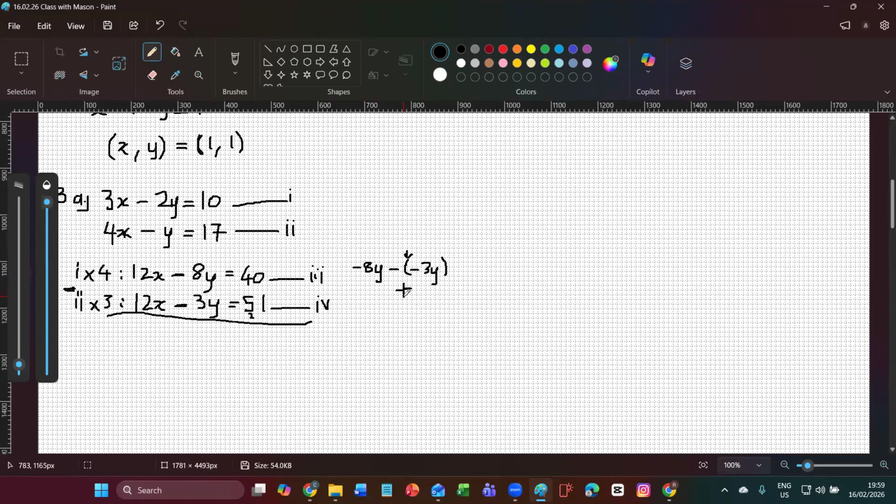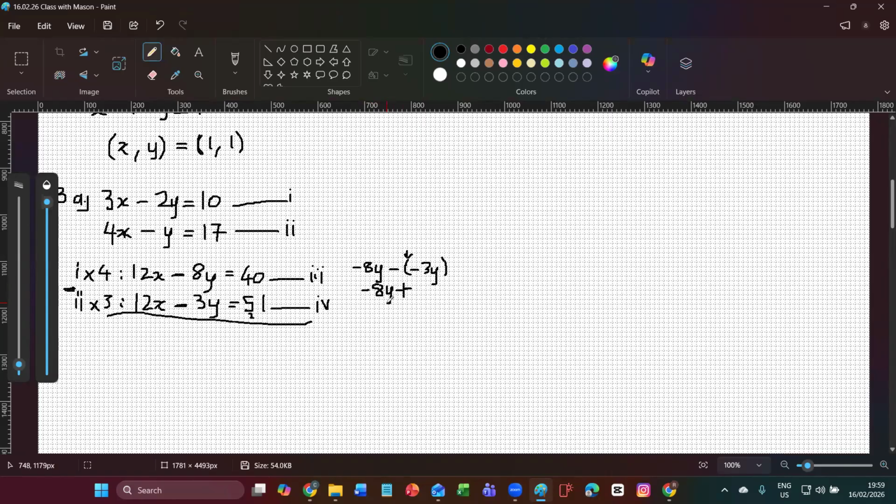I think it does. Probably you have another way you would remember it, but that's how I would most readily remember it. So minus minus turns to a plus. So what we have left is going to be what? Minus 8y plus 3y.